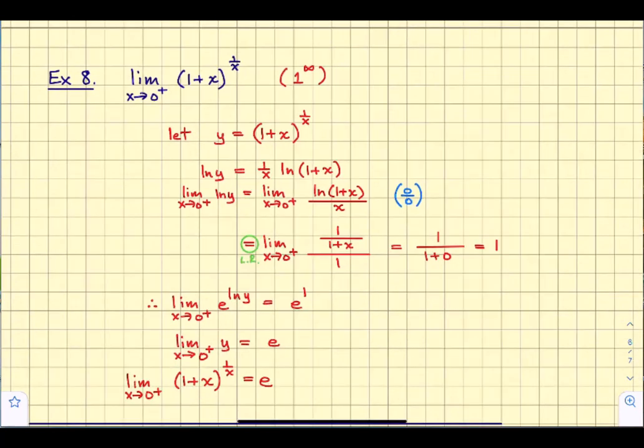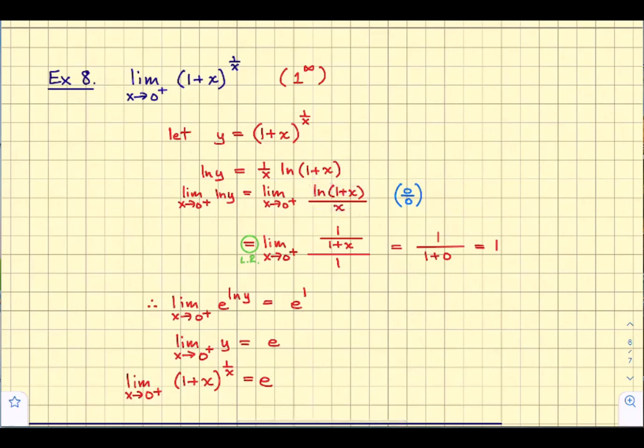So consider the limit as x approaches 0 from the right of 1 plus x to the 1 over x. Notice that this is a 1 to the infinity indeterminate form type. So again, we'll let y be our entire function, 1 plus x to the 1 over x. We'll take the natural log of both sides in order to use our logarithm property to bring this power down. Now we'll take the limit as x approaches 0 from the right of both sides. Notice that before we can apply L'Hopital's rule, we want to write this strictly as a fraction, so I'll write this as ln of 1 plus x over x.